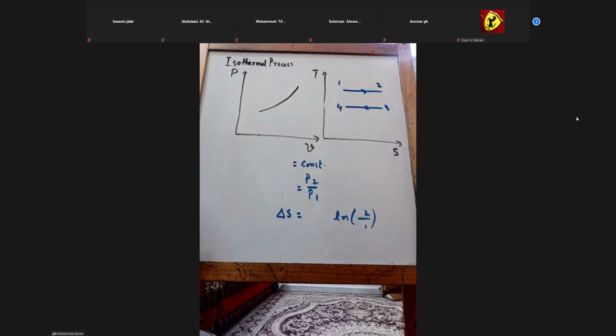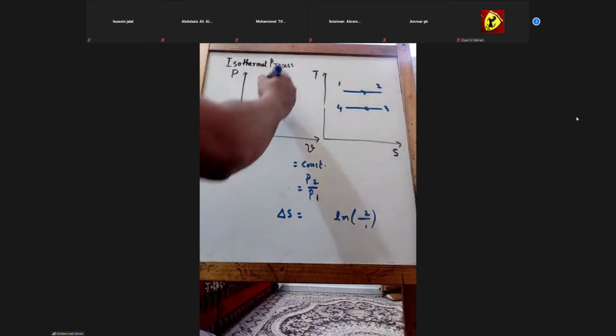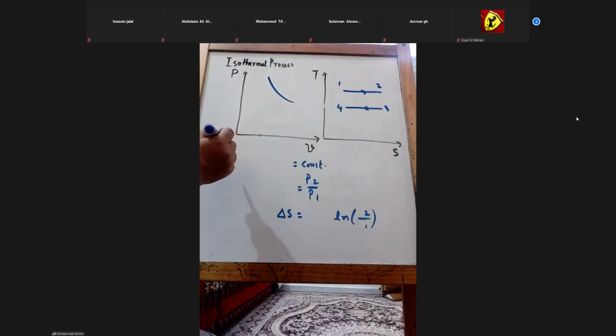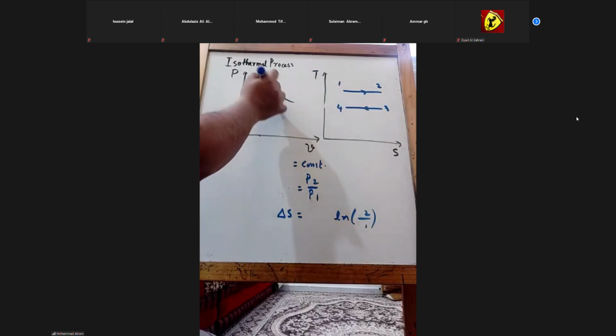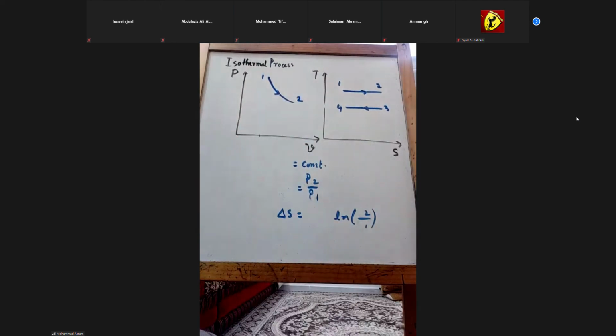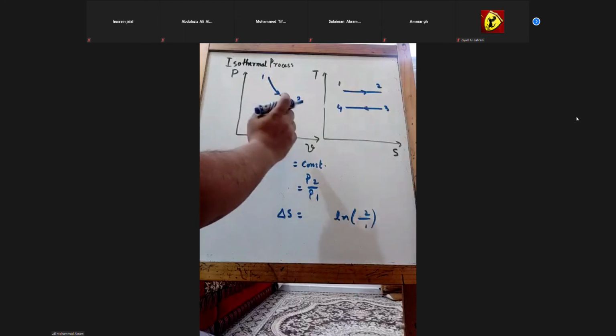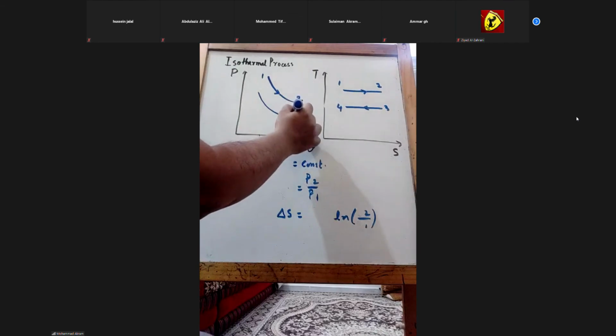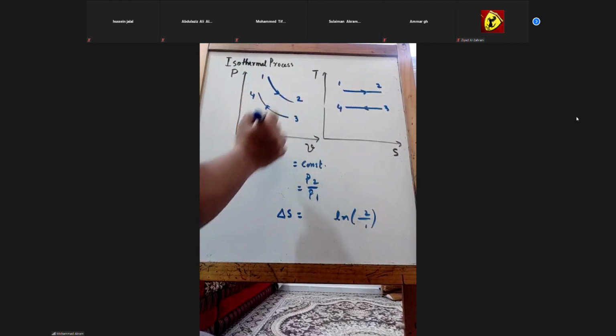So never ever draw like this. This curve means both are increasing or decreasing, which is wrong. They are reverse. So the curve will be like this. So 1 to 2, pressure is decreasing, volume is increasing. Is this correct? 1 to 2? Yes. Okay. So because the volume is increasing, the entropy is increasing. 3 to 4, it is like this. Opposite direction.